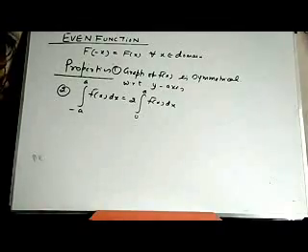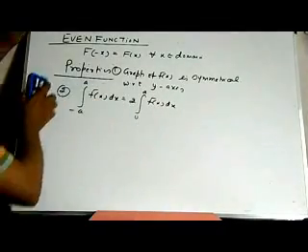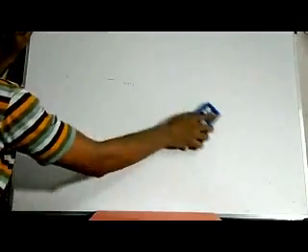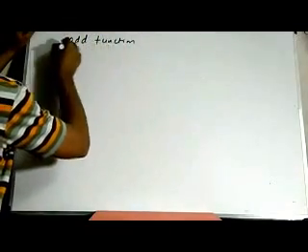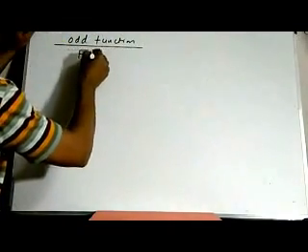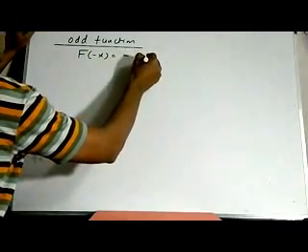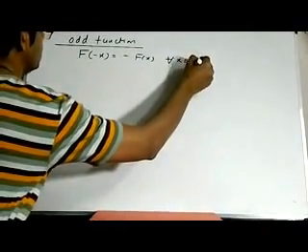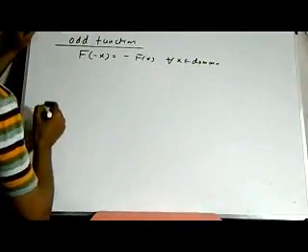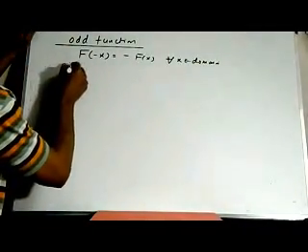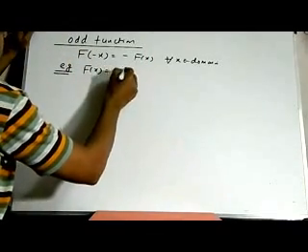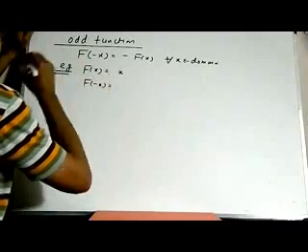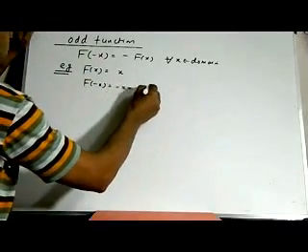Now what is an odd function? Next definition is odd function. If f of minus x is equal to minus f(x) for every x belonging to the domain, then f(x) is odd. For example, f(x) is equal to x, then f of minus x is minus x, which is minus f(x).